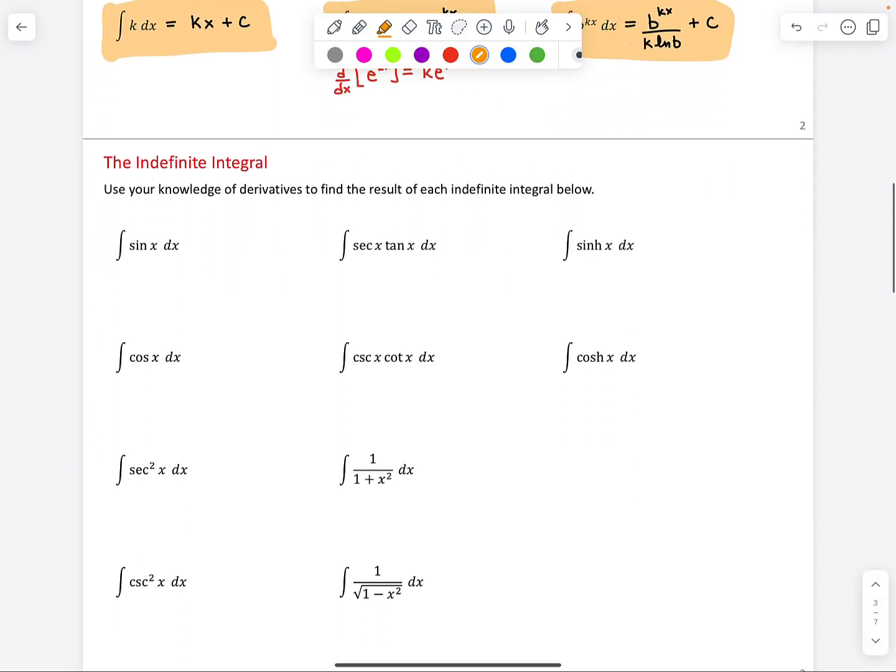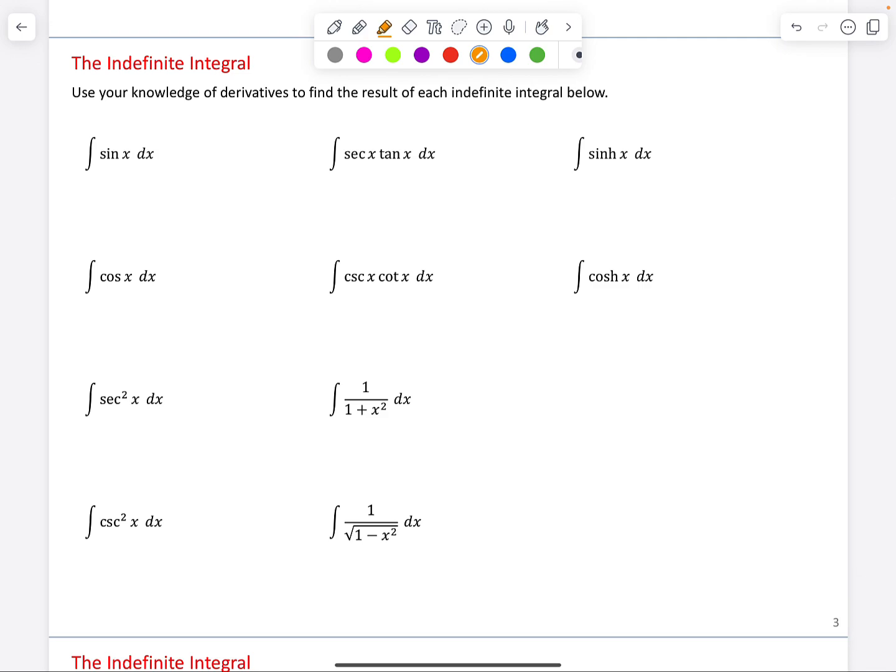Next page. Use your knowledge of derivatives to find the result of each indefinite integral below.